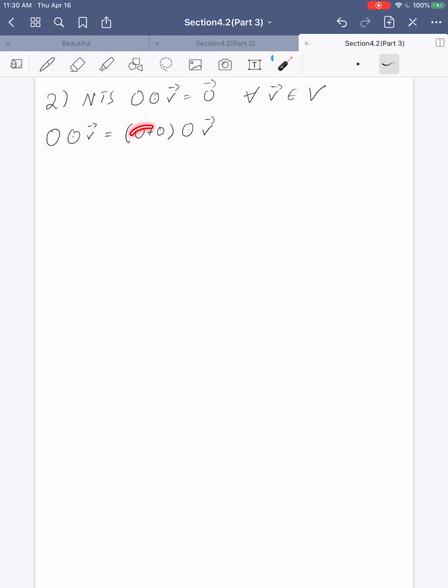Now notice that the plus here is just a normal plus because this is the 0 scalar plus the 0 scalar there. All right, now we know that scalar addition distributes over scalar multiplication. So we can write this as 0 scalar multiplied with v, vector addition 0 scalar multiplied with v. And if we want, we can put parentheses showing us that those are different vectors there. Okay, so what do we have then?